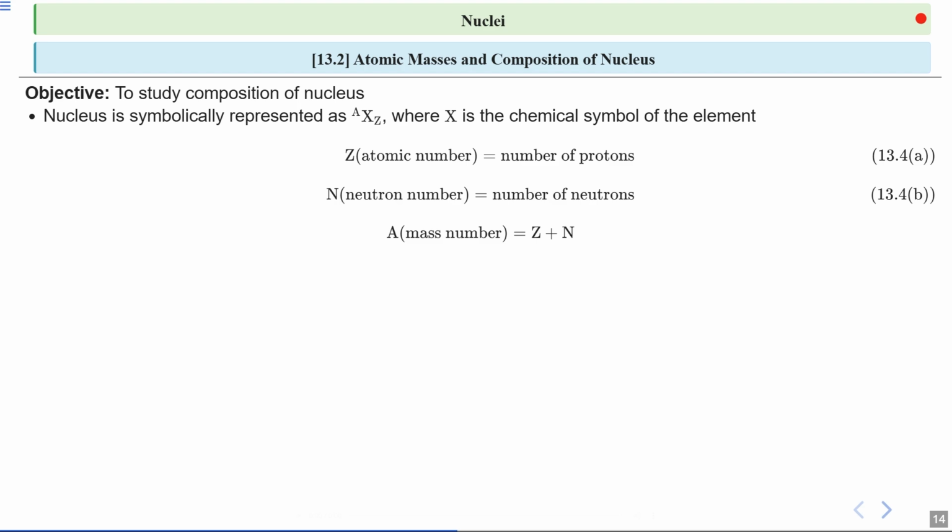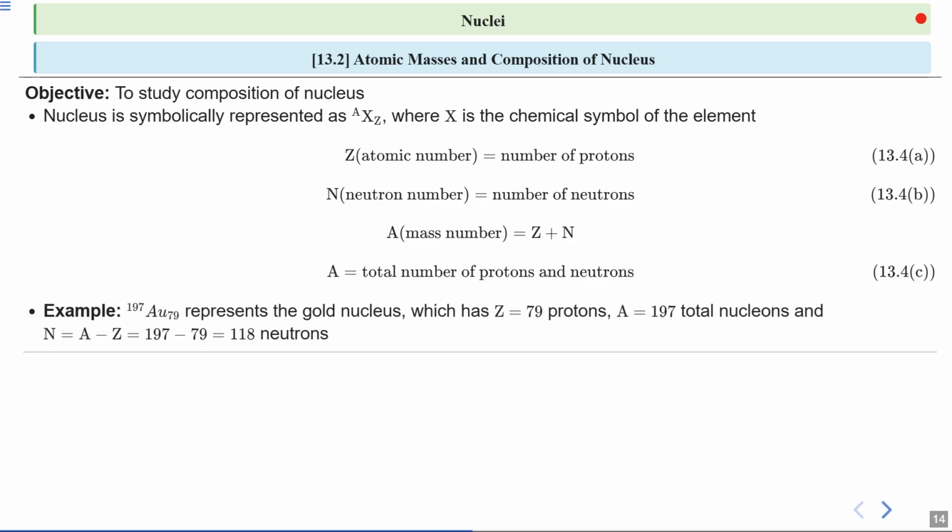Now let's define A, the mass number. A is the total number of protons and neutrons in the nucleus, and A equals Z plus N. This means if you know the atomic number and the neutron number, you can always find the mass number by adding them together. To summarize, A represents the total number of protons and neutrons in the nucleus.